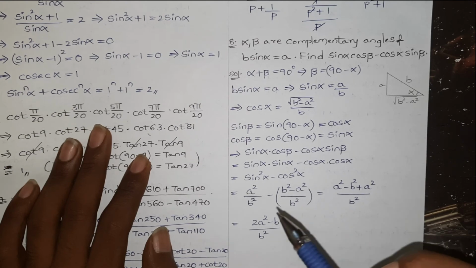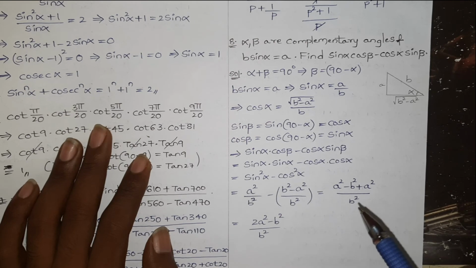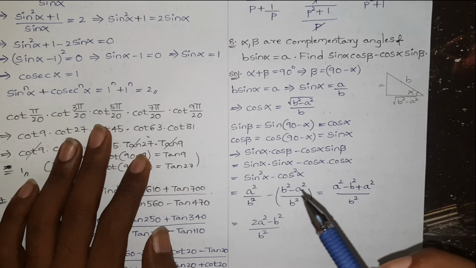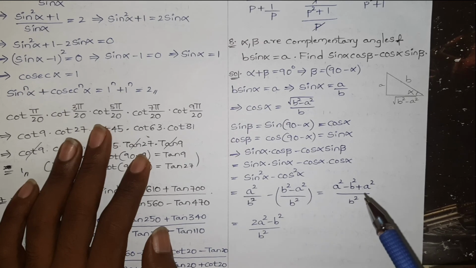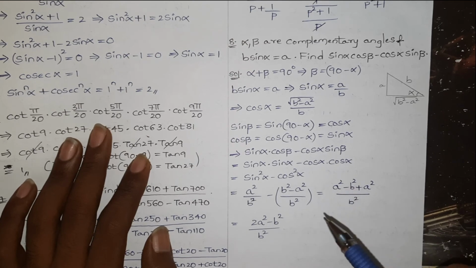So the denominator is the same for both. So we'll take it as common denominator. So a square minus b square, minus into minus of a square, that will become plus a square. So a square plus a square is 2a square minus b square, by b square.